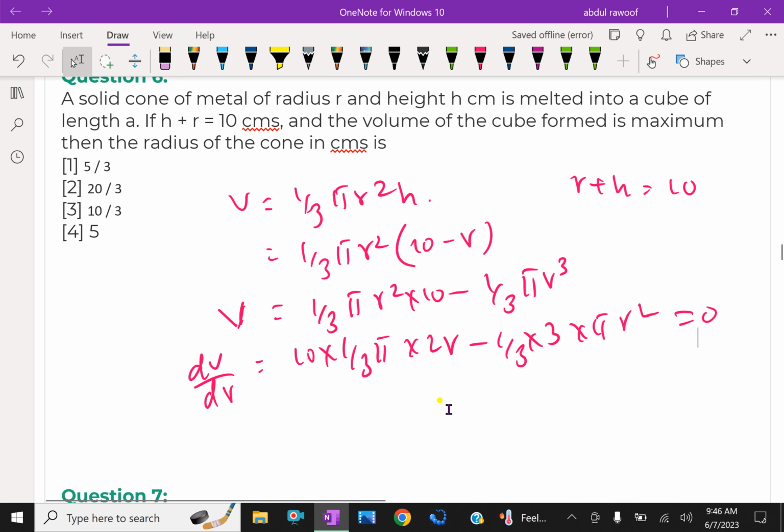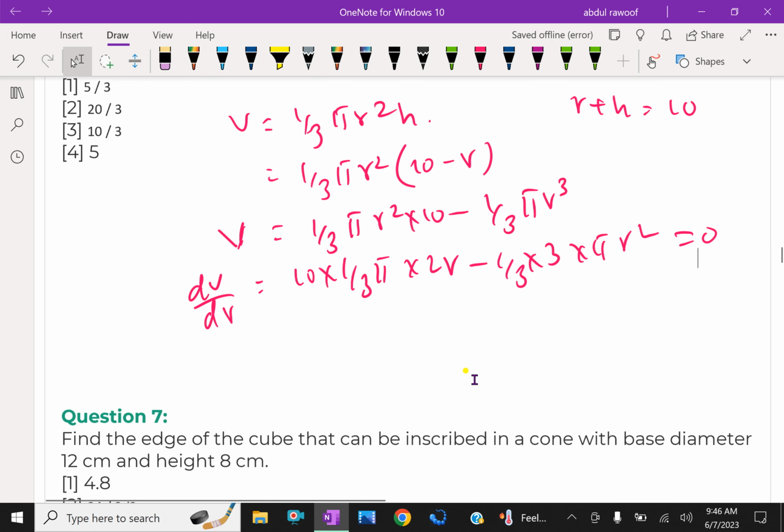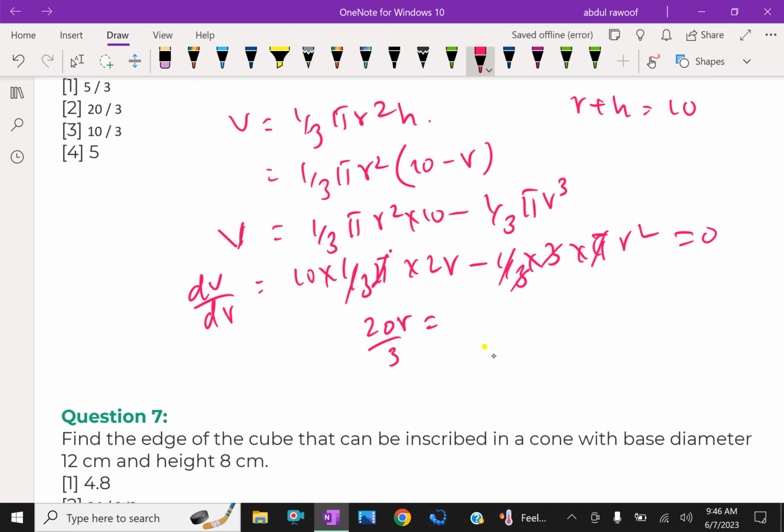So here from this pi cut, 1 by 3 also cut. So we have 20r equal to 3r square. Therefore r equal to 20 by 3 for the maximum value of the volume. 20 by 3. Option 2.